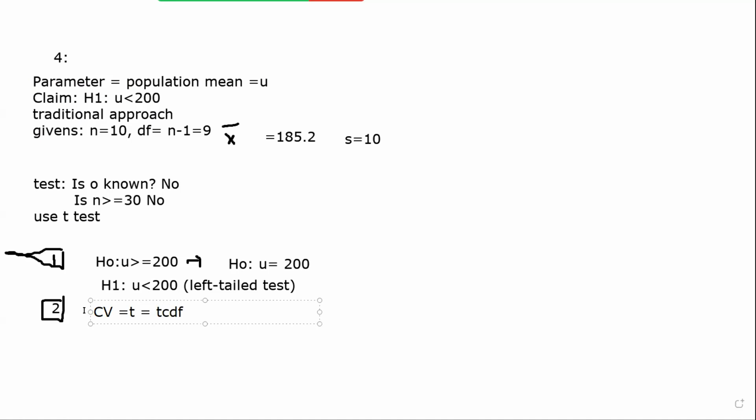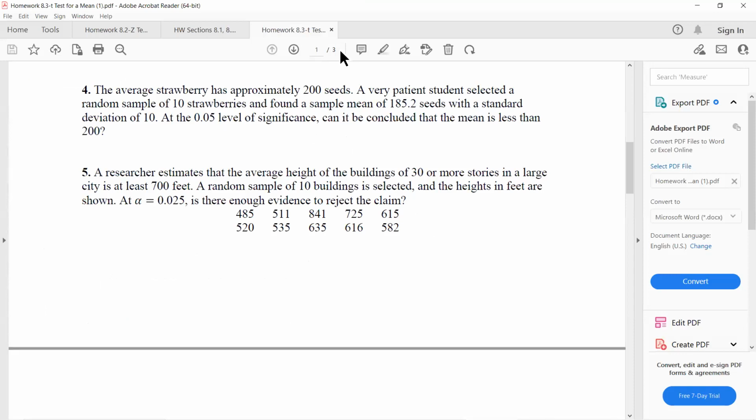And since it's left tail, it's going to go from negative... Actually, I'm sorry. I got ahead of myself. It is critical. So it's inverse T. I was thinking we were doing the p-value approach. Inverse T of my alpha, which I didn't write my alpha down under my givens. I should have written my alpha. Let me check it. My alpha is 0.05.